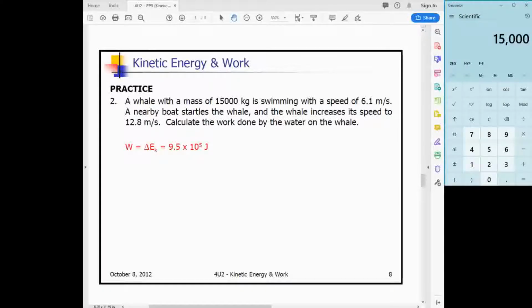So the change in energy is what we're interested in. So this is the whale's mass times 1/2 times the change in the squares of the velocities. So 12.8, its final velocity, squared, minus 6.1 squared is 949,725. We round to 2 significant digits, and this becomes 9.5 times 10 to the 5.